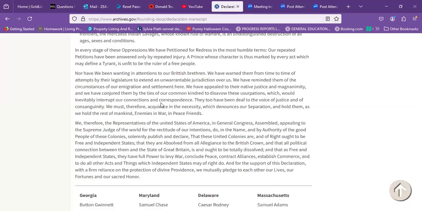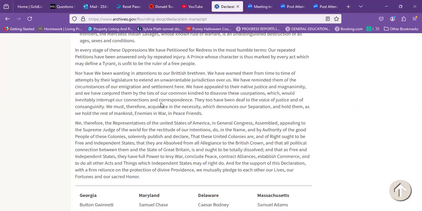We therefore, the representatives of the United States of America and General Congress assembled, appealing to the Supreme Judge of the world for the rectitude of our intentions, do in the name and by authority of the good people of these colonies, solemnly publish and declare that these united colonies are and of right ought to be free and independent states, that they are absolved from all allegiance to the British Crown, and that all political connection between them and the state of Great Britain is and ought to be totally dissolved.